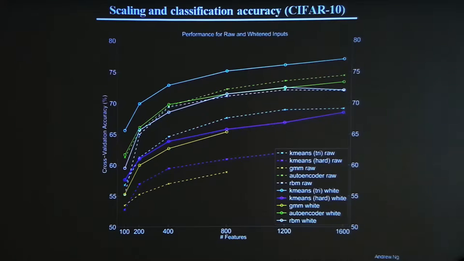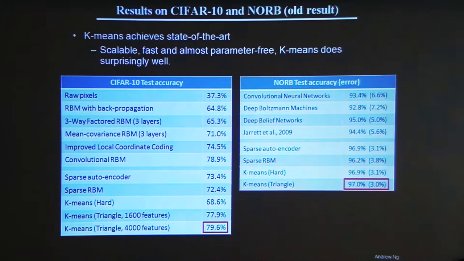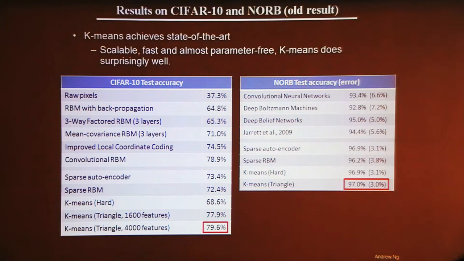There is a difference in performance between these different algorithms, but somehow k-means, at the time, a year and a half ago when this work was published, was the state-of-the-art algorithm on two reasonably respectable benchmarks. Others have surpassed these results since then, but at the time, this was the slide I made, mainly because we could train it bigger than all the simpler models.